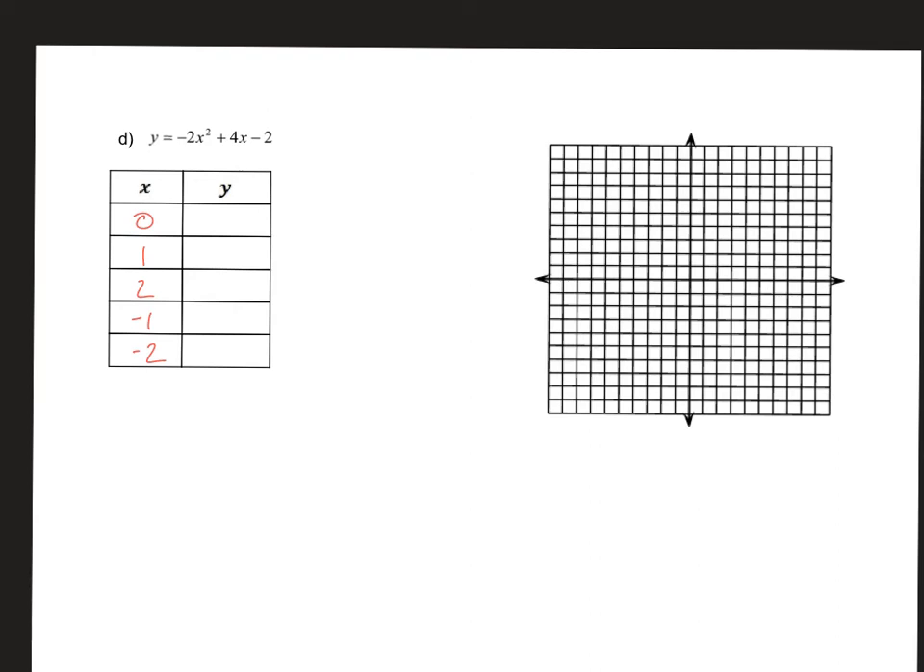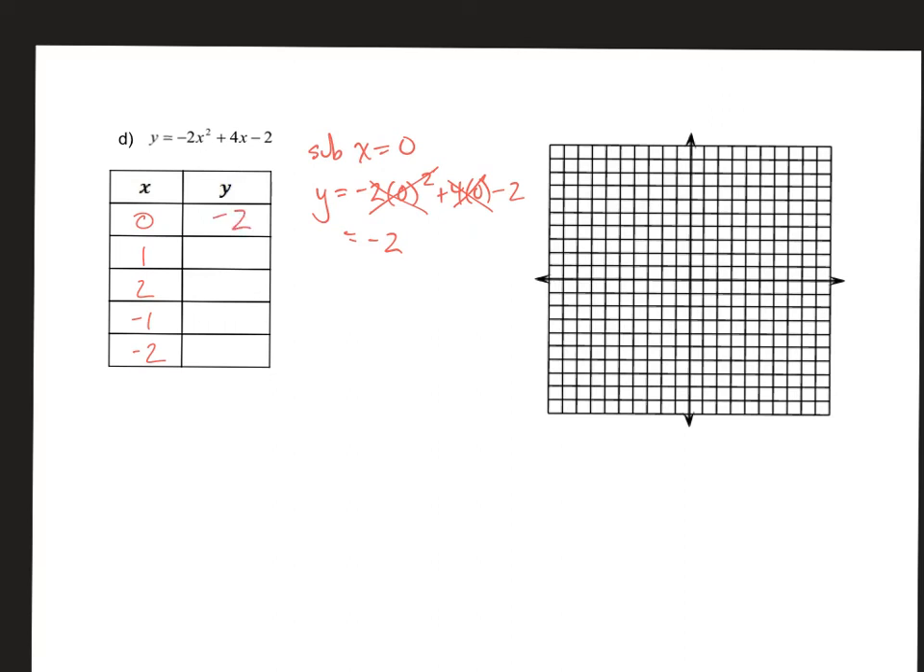Notice, for me to sub in an x value of 0 means that I have 2 places to make that substitution, because I have 2 x's. That means I have to sub in my x value everywhere. And so the nice part about subbing in 0 is that's going to wipe out the first term, because 0 squared is 0. 0 times -2 is 0. It's going to wipe out the second term, because 4 times 0 is 0. And I'm going to be left with -2. So 0 gives me -2.